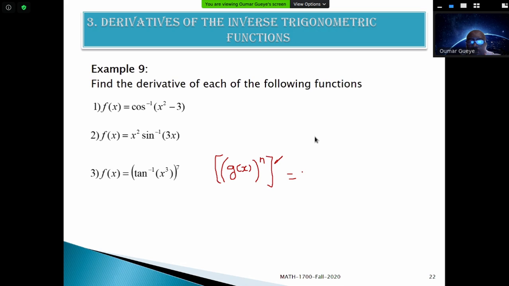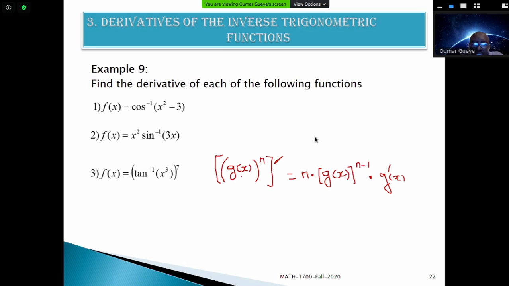It's going to be n times g of x raised to n minus 1, to the power n minus 1, and the differentiation of g of x, exactly, times here the derivative of g of x. So we have to use this formula in this case.